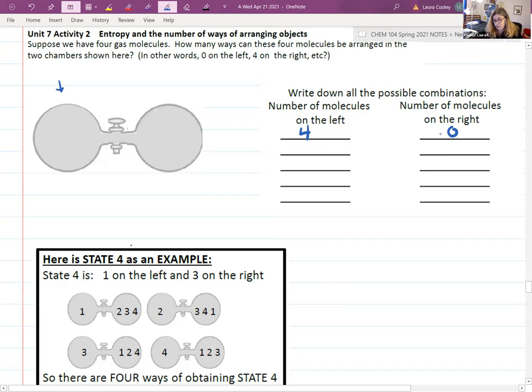Well, what are the other possibilities? If I had three on the left, I'd have to have one on the right, or I could have two and two, or of course I could have one and three, or all four of them on the right. Now I'm going to call these different combinations states. So I'm going to call this state one. State one has all four particles on the left. State two has three and one, and then so on, three, four, and five.